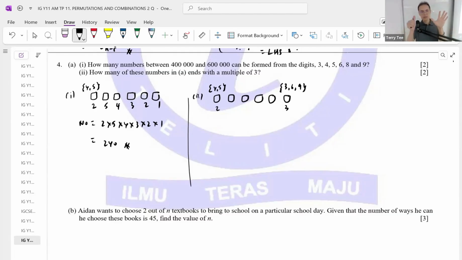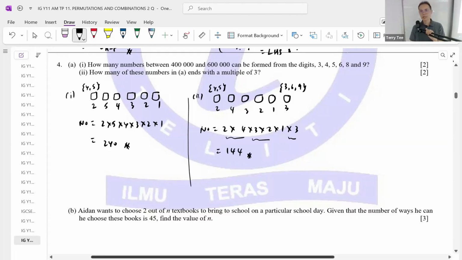But since you have 6, you've taken 2 numbers out, you're left with 4, 3, 2, 1, right? So the number of ways will be 2 times 4 by 3 by 2 by 1 by 3. Okay, again, all this can be done using mental arithmetic. 2 times 4 is 8. 8 times 6, 48. 48 times 3, 144. You can use any other combination. You can count 1 by 1 manually, also can.